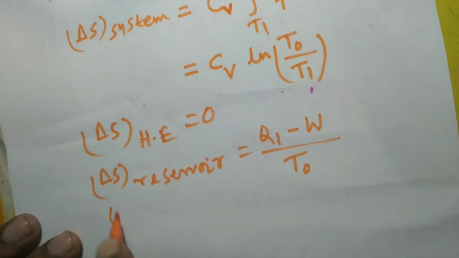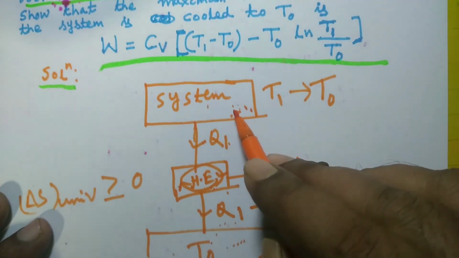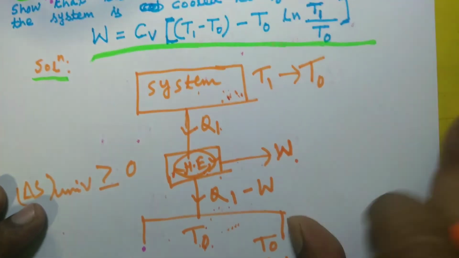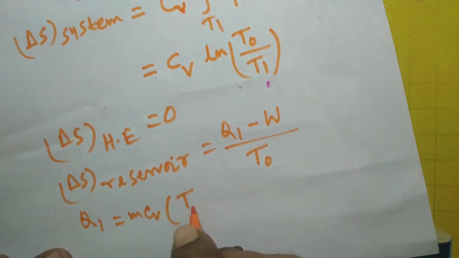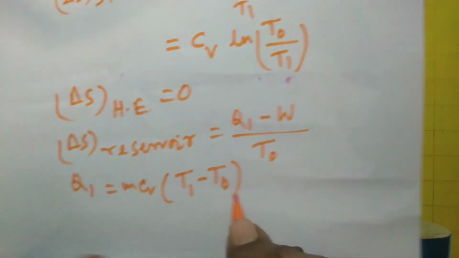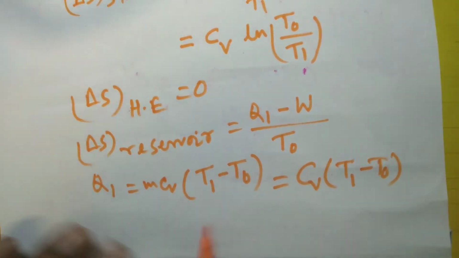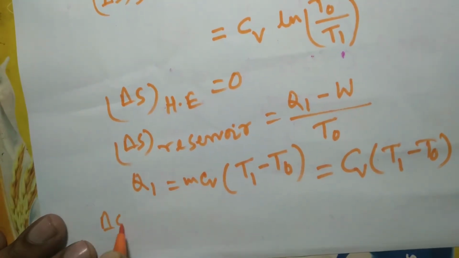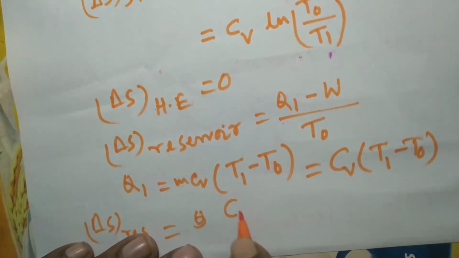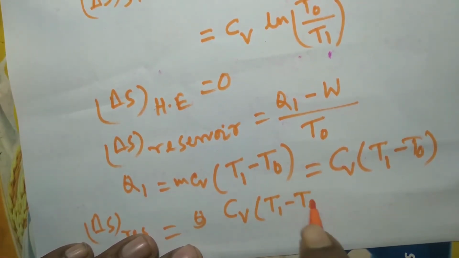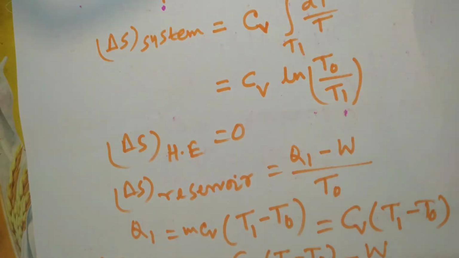So what is Q1? Q1 is the heat lost by the system when its temperature decreases from T1 to T0, and that is nothing but mCv (T1 minus T0), that is Cv (T1 minus T0). This is Q1. So delta S reservoir is, in fact, in place of Q1 I will write Cv (T1 minus T0) minus W divided by T0.